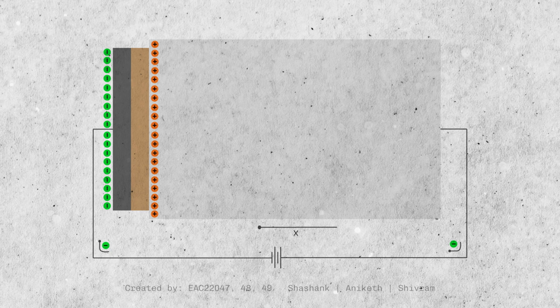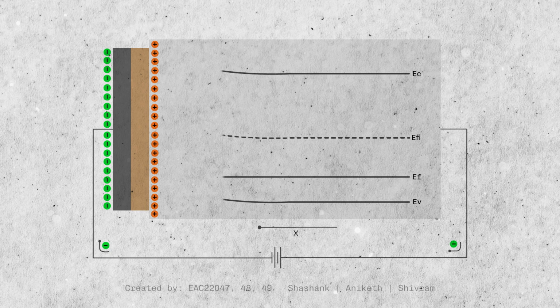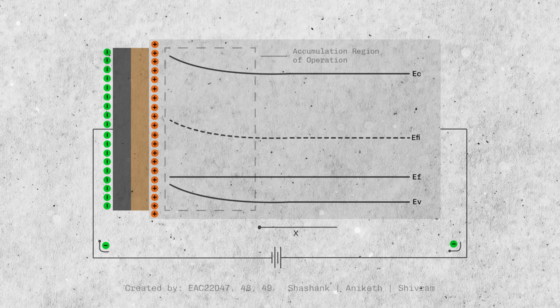Looking at the band diagram, the right side of the substrate is P-type, and as we go up nearer to the oxide semiconductor interface, the substrate becomes more P-type. So keeping the Fermi level as the reference level, as we go nearer to the oxide semiconductor interface, the Fermi level goes nearer to the valence band. Nothing interesting happens in the accumulation region of operation because the MOSCAP acts like a regular capacitor.